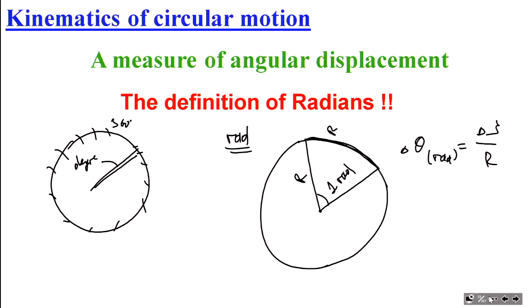So it doesn't always have to be the same length. Any length divided by the radius gives the value of that angle in radians. And as a result of that, actually, we have a conversion factor between radians and degrees. Pi radians is equal to 180 degrees. And we know that. Nothing new.